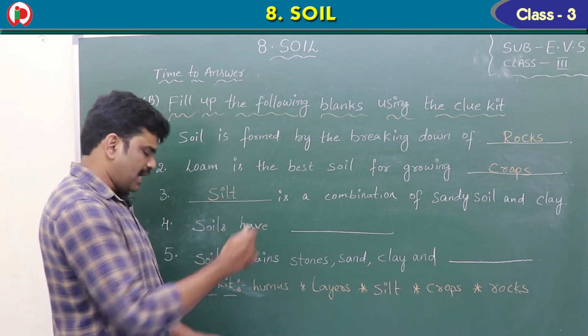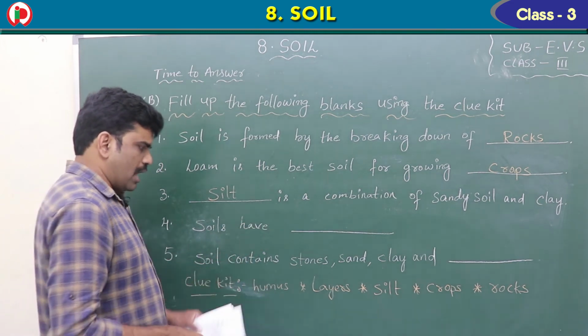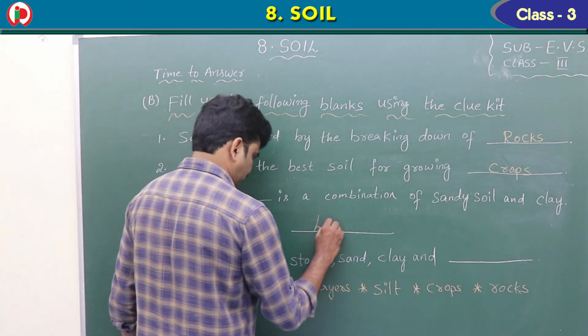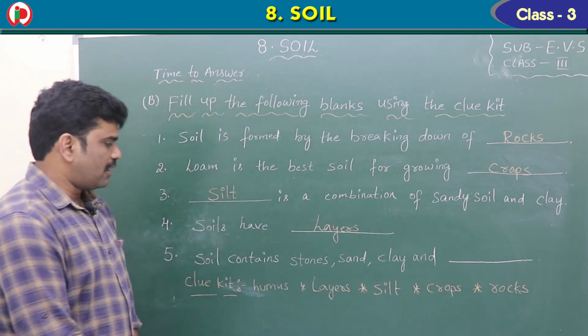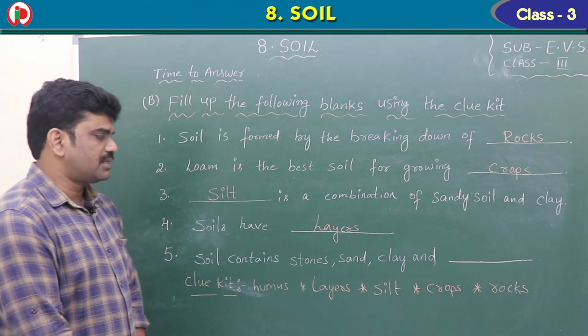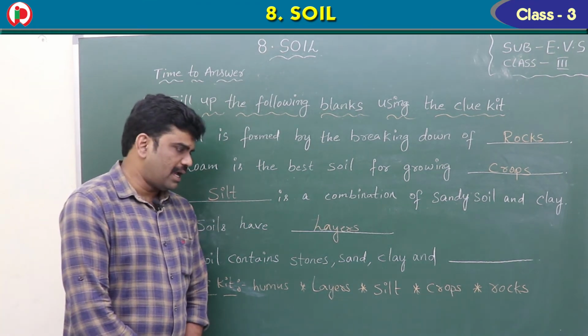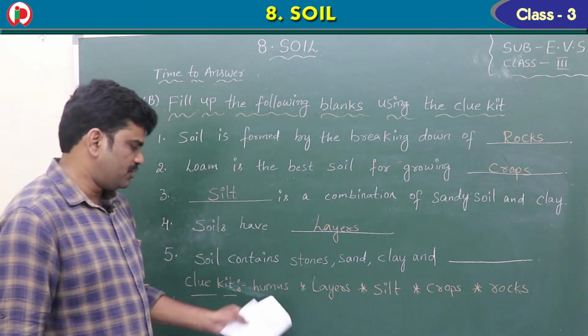Next one, soils have layers. Last one, soil contains stones, sand, clay, and what is the remaining one? Humus.